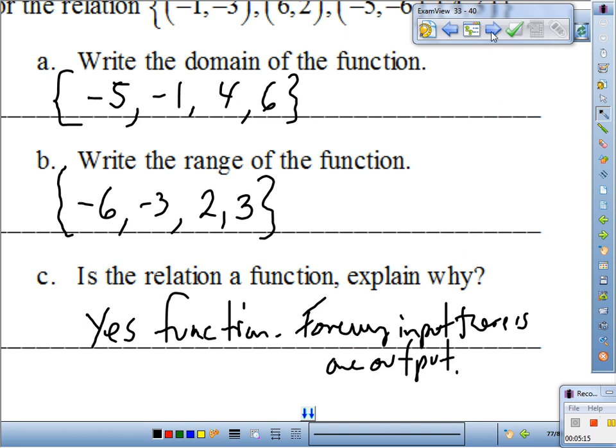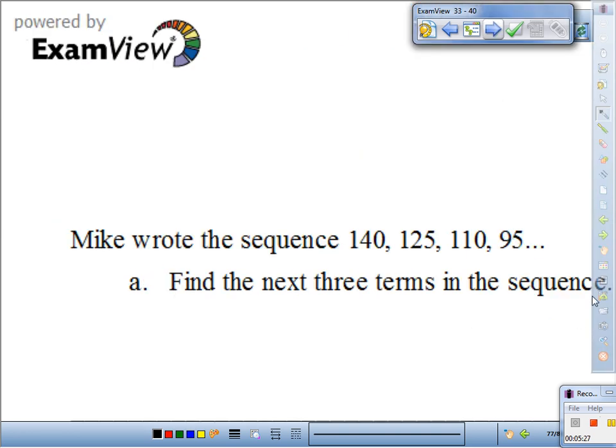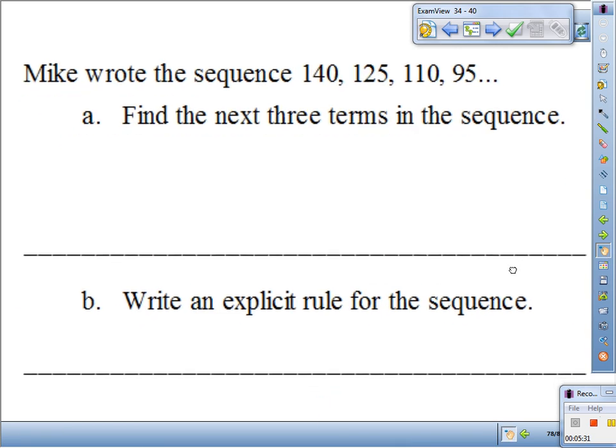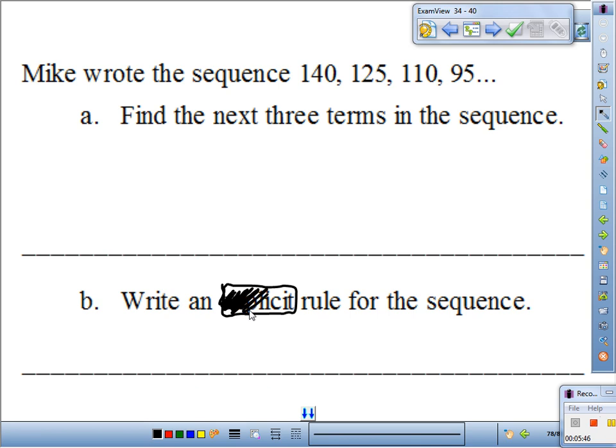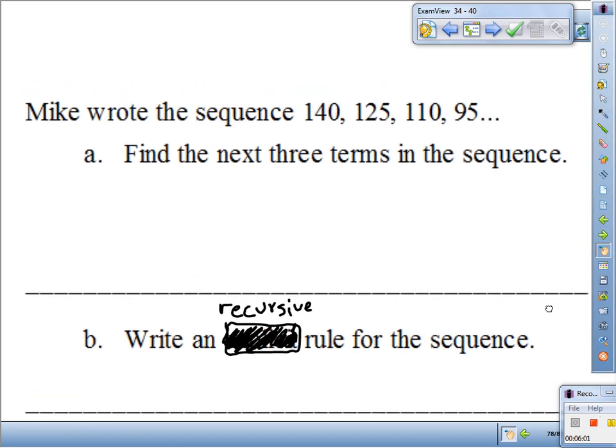Let's go to number 34. Okay, for number 34, if you notice, it looks almost exactly the same as the one we did earlier, right? But this has a typo. I want you to change it. Look up, guys. Here where it says explicit, I want you to cross it out. And I want you to write recursive. Okay. So now, how does that change? Well, it changes like this.